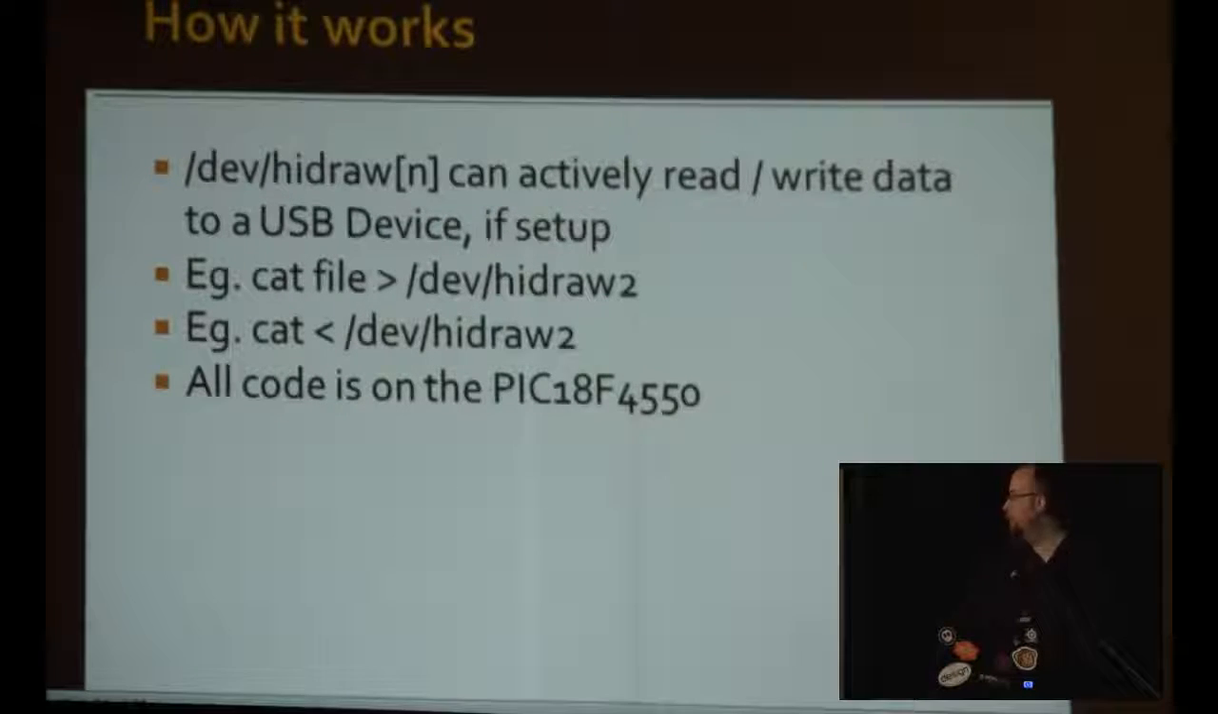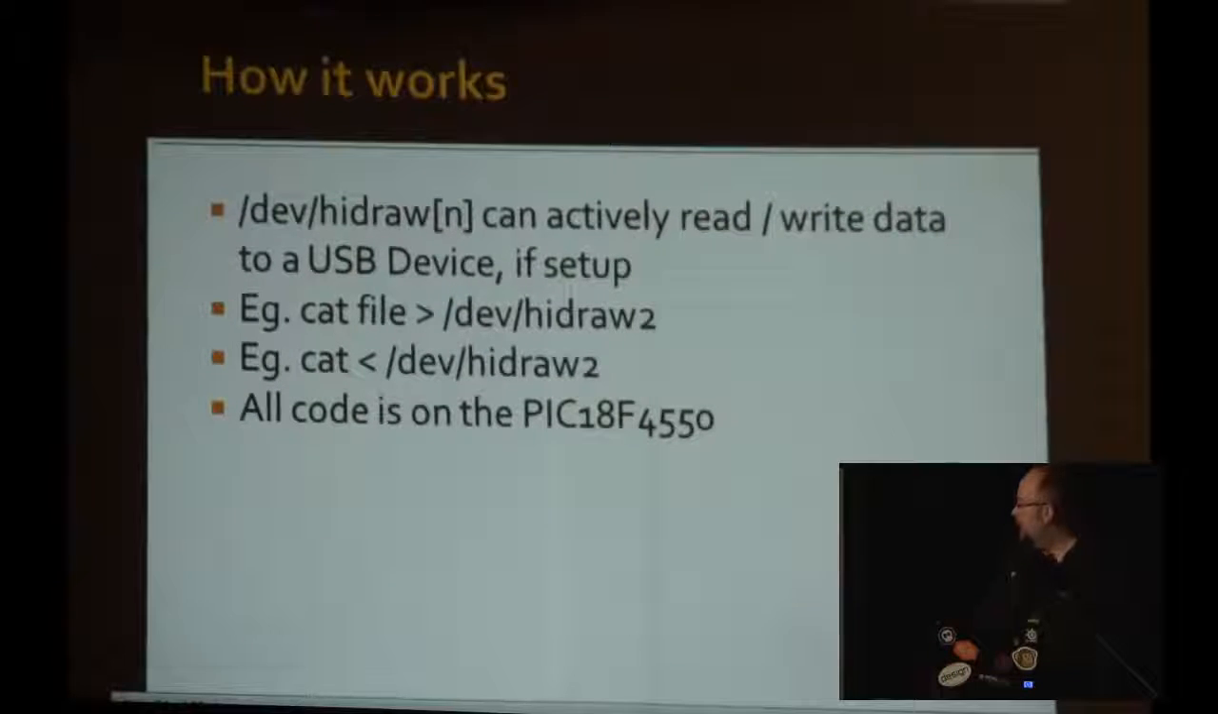So how this works: because we have already enumerated our system, we're going to use /dev/hidraw directly, in this case hidraw2, because it's on sort of the second bus, to actively read and write data, just strictly using cat. If we want to write, we cat the file to that device, and if we want to read, we just sit there and read. All the code for this is set up on the PIC18F, and there's nothing else. All we do is cat a file in and cat a file back.